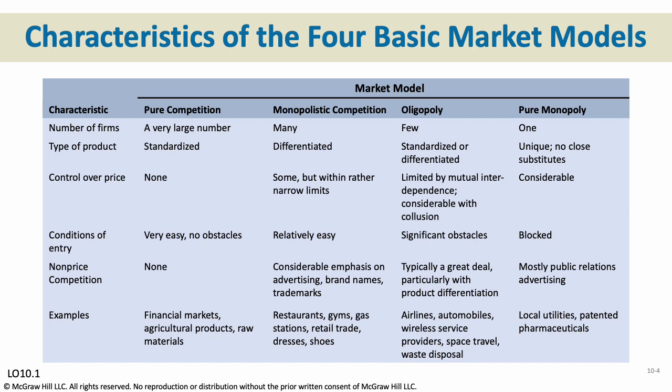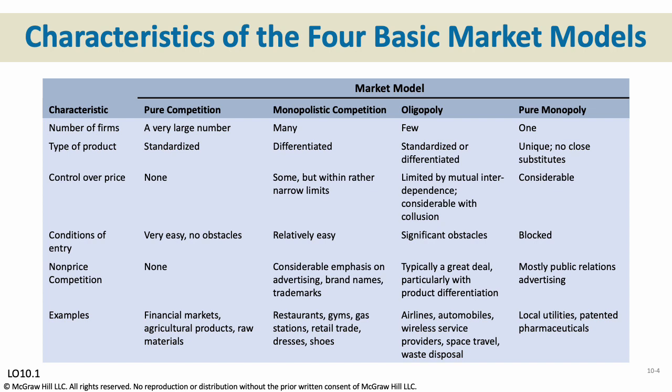They may be a little different here or there, but it's a standardized product. There's really not much control over price because of the sheer number of competitors. Very easy to enter the market. Really no non-price competition. And some other examples here, even better than soda, although you could say that soda is quite competitive: financial markets, agricultural products, raw materials. These are all things that are pure competition. Many, many firms, the product is standardized, and as a consequence, there's very little to no control over price. The price is set by the markets.